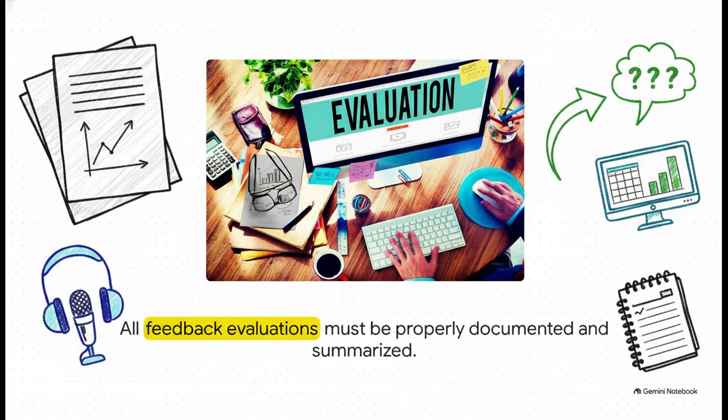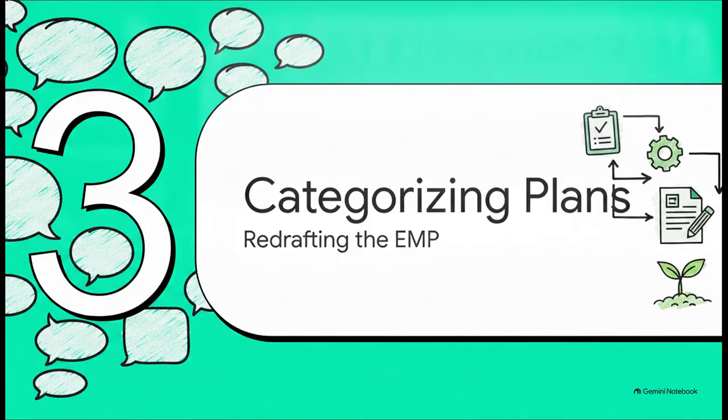Here's the catch, though. Gathering all of this incredible feedback is completely useless if you don't rigorously document it. Seriously, you run a survey? Graph the trends. Do an interview? You better transcribe it. You need a rock-solid paper trail. Because, look, if an auditor comes knocking, you absolutely must be able to mathematically and logically justify any changes you end up making to your EMP. No way around it. All right, on to Section 3, categorizing and redrafting plans.